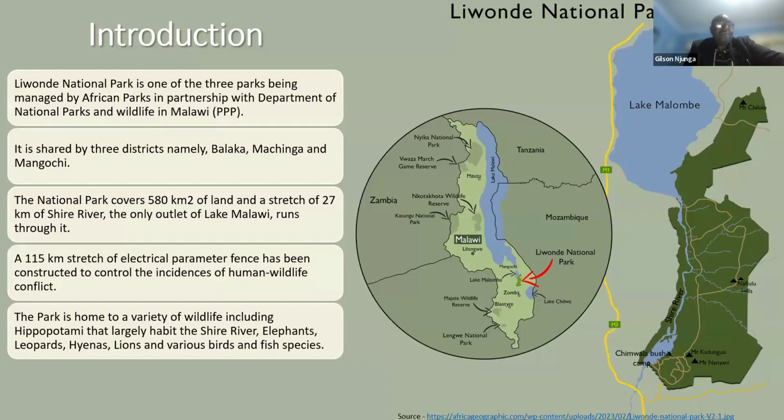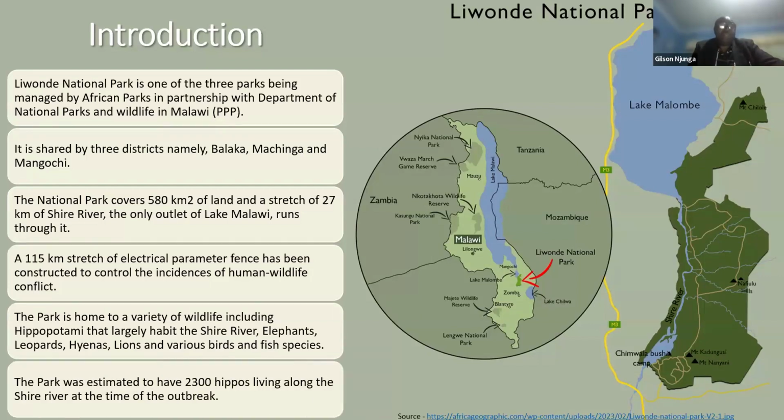The park is home to a variety of animals, ranging from leopards, hyenas, elephants, and lions, to very beautiful birds, as well as the fish species that Malawi is known best for. In the map, the red arrow shows where exactly Liwonde National Park is located. And by the time we had an outbreak, there was an estimated population of 2,300 hippos. So you can imagine how big the park is.